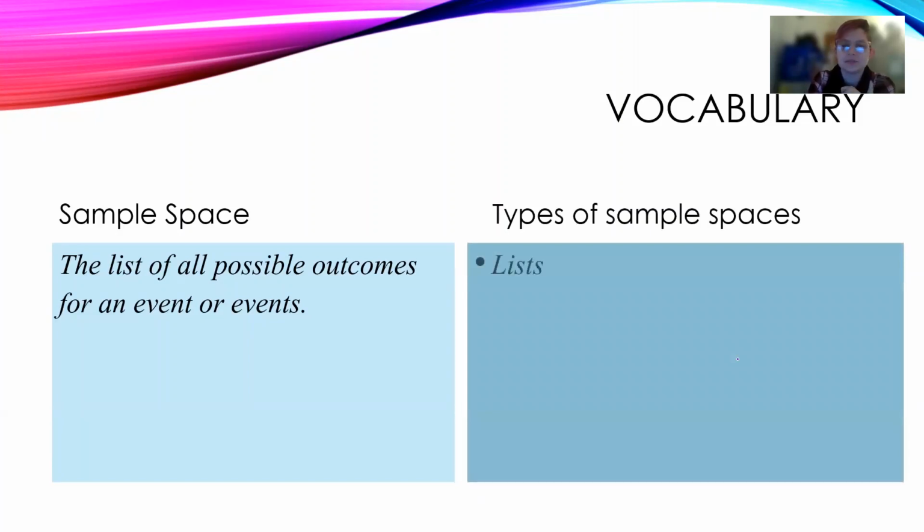So what are the types? First is a list. All of these end in a list. A sample space is a list, whether you use a table to help you determine that list or a tree diagram is up to you. But ultimately, your sample space is the list that you create.